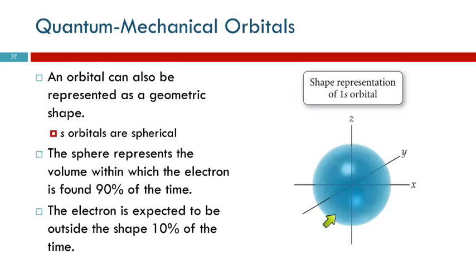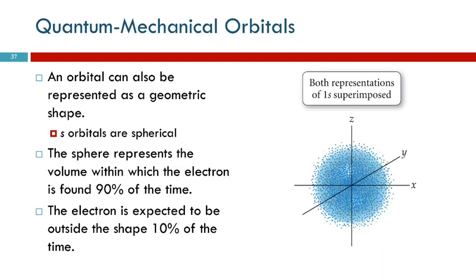So the sphere is representing the volume within which the electron would be found 90% of the time. 10% is going to be outside of that, but we're going to call 90% good enough. So if we superimpose both of those images, we see that sometimes the electrons are outside. Now, could it be over here? It could. Not real likely, very improbable, but it could. Most likely it's just going to be a little bit outside. Any questions?